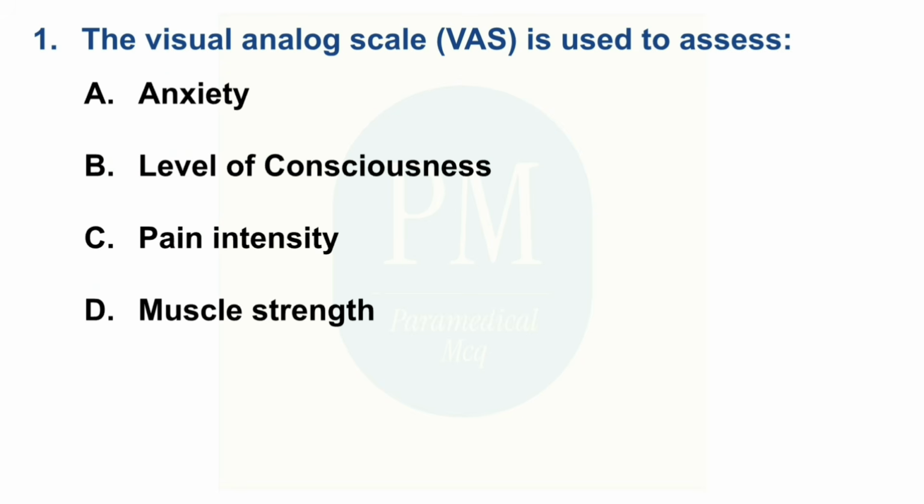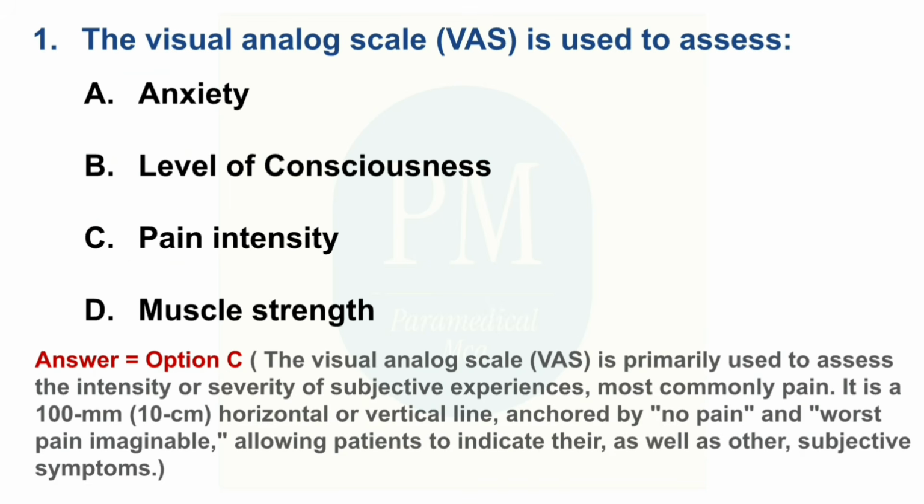The visual analog scale, VAS, is used to assess: option A, anxiety; option B, level of consciousness; option C, pain intensity; option D, muscle strength. The correct option is option C, pain intensity.